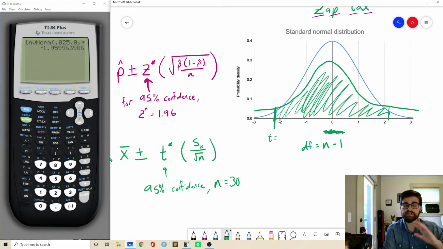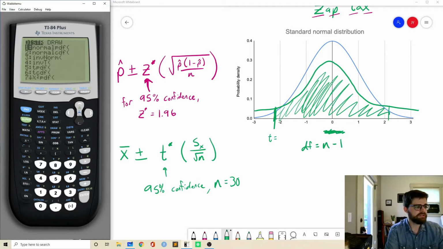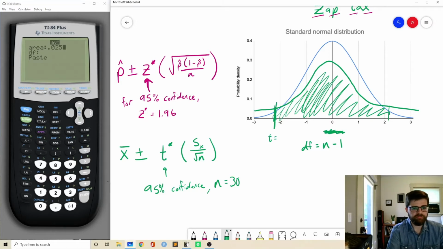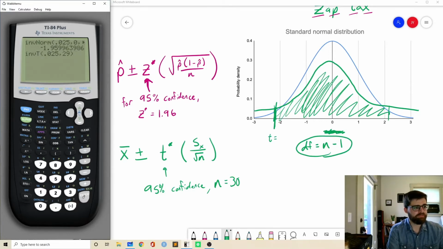The way to calculate this is really similar to what we did before. Before we used inverse norm, now we're going to use inverse t. It's the next option in your menu. So we want 95% confidence, so again, that's an area of 2.5% over here on the edge. And then we need to put in our degrees of freedom. Remember, degrees of freedom is just one less than your sample size. So if our sample size is 30, we're going to have a degrees of freedom of 29.